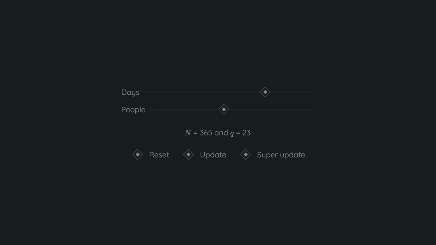We create our control panel. We plan for the future and build in everything we may need. A selector for the amount of days, a selector for the amount of people, a reset button which might become necessary at some point, an update button for redrawing the birthdays, and a super update button for redrawing birthdays 100 times. With this, we armed ourselves with all the things we need to tackle this problem. Time to put them into action.